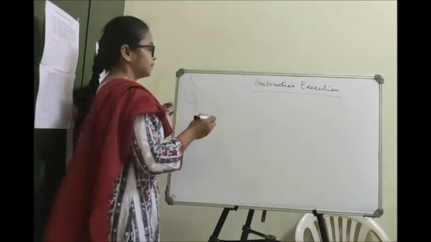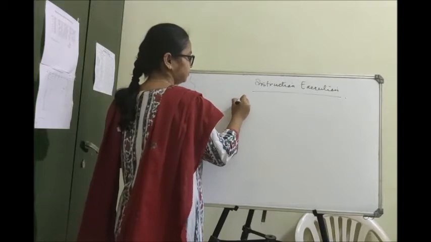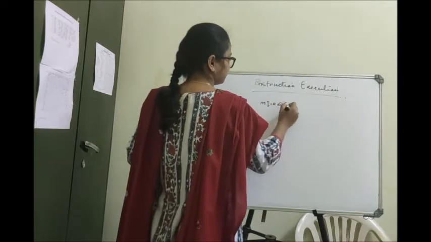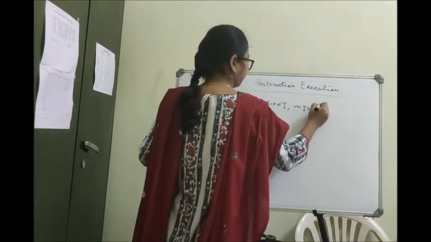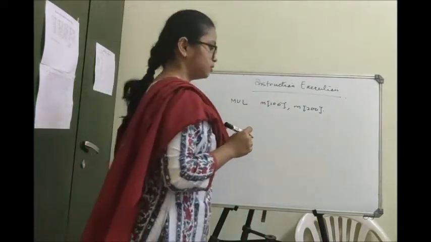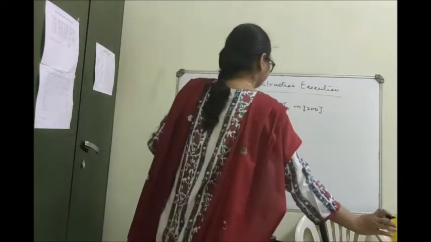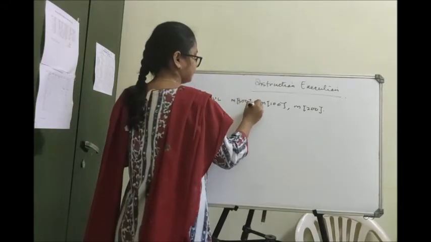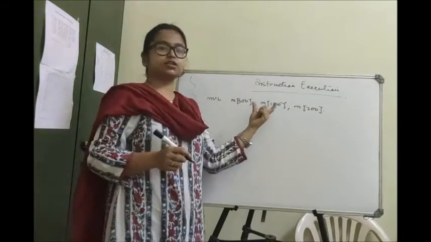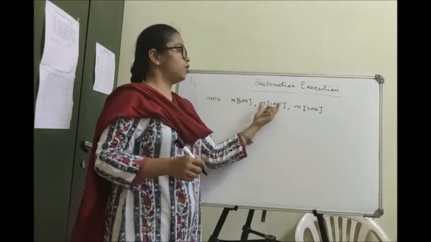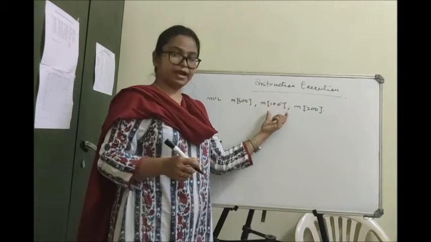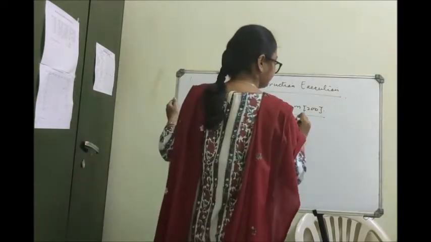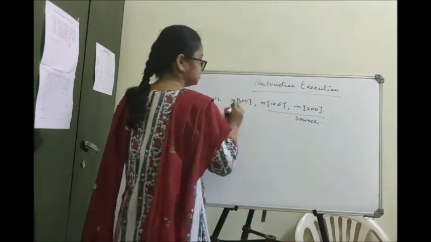Suppose our instruction is multiplication. Suppose this is our instruction. Okay, so what does this instruction mean? We have to perform multiplication of the operands in these two locations, and we have to store the result in this memory location. So this is our source, and this is our destination.